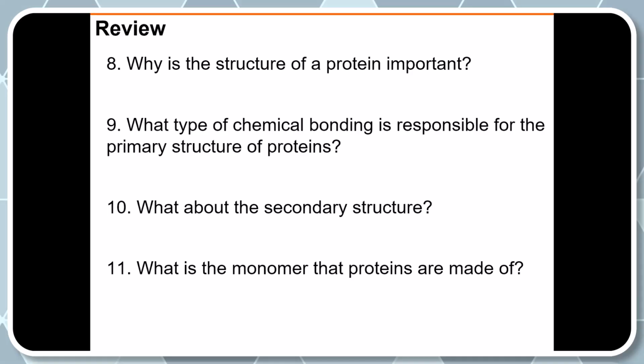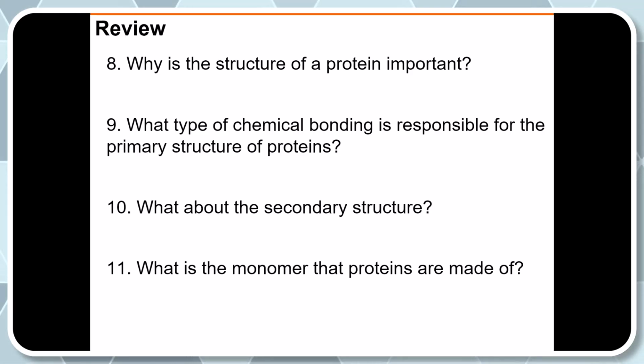So review number 8 says, why is the structure of a protein important? That would be because structure and function are linked, right? Number 9, what type of chemical bonding is responsible for the primary structure of proteins? So what's the primary structure? That's the order of amino acids. So what holds amino acids together in a protein? That's a peptide bond, which is technically a type of covalent bond, but I was looking for peptide bond.